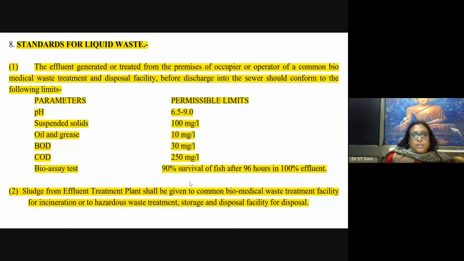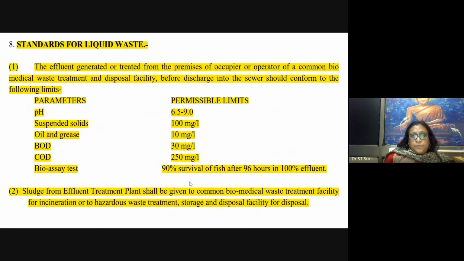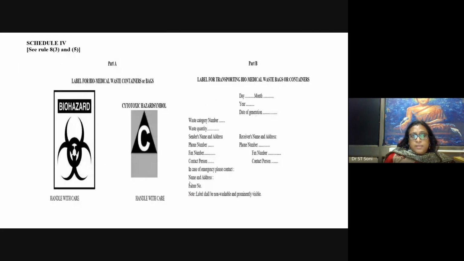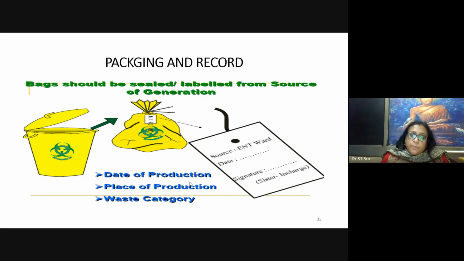Schedule 2 is for the standard for incineration, and also the standard for liquid waste. So these are all the standards: schedules 2, 3 and 4. I'm not going into the legality of it. Packing is very, very important. All the bags should be sealed and labeled from the source of generation, because if any mishap happens, we should be able to trace it back and get things corrected.